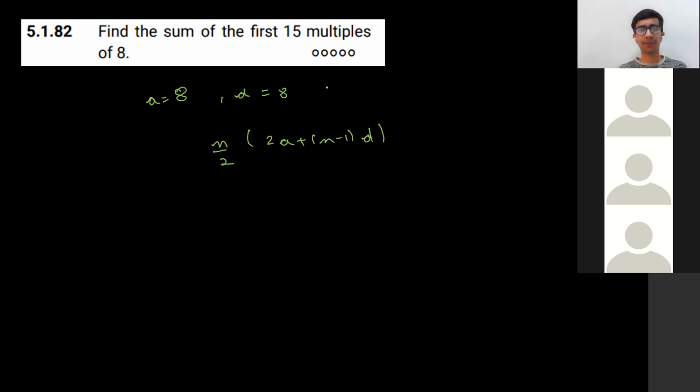So you have a as 8, d as 8, and n is equal to 15 because you have to calculate the sum of the first 15 multiples. That's all. When you solve this, you'll get 960 as your final answer.